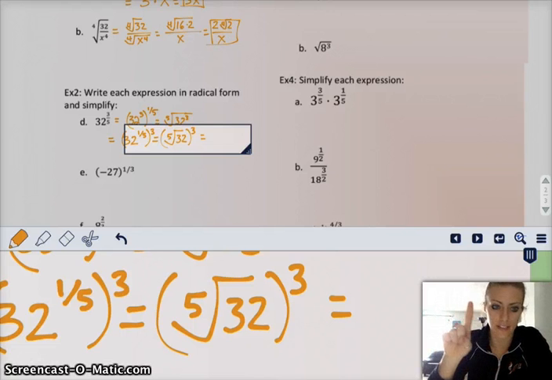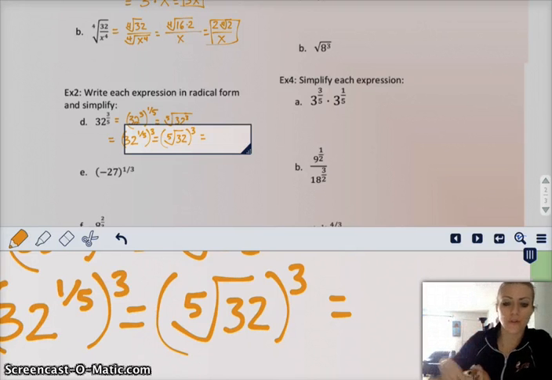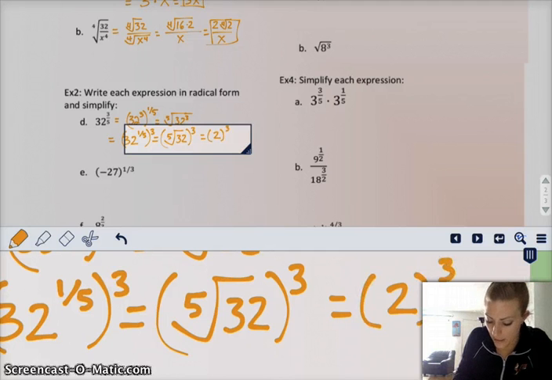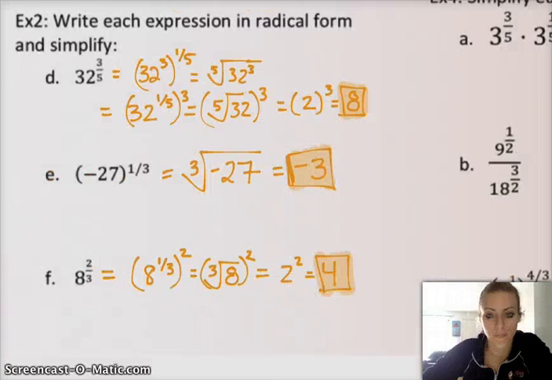I already did that, right? 2 times 2 times 2 is 8, times 2 is 16, times 2 is 32. So the 5th root of 32 is just 2, and I'm raising that to the 3rd power. That whole thing just equals 8. Here are the solutions for the rest of them. For the sake of time, I'm not going to talk through them. Let's go to example 3.